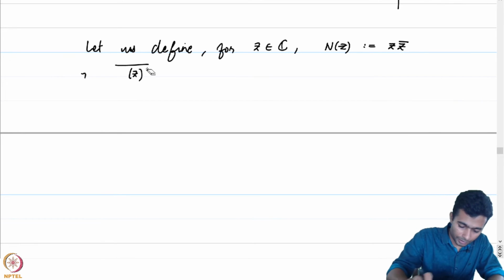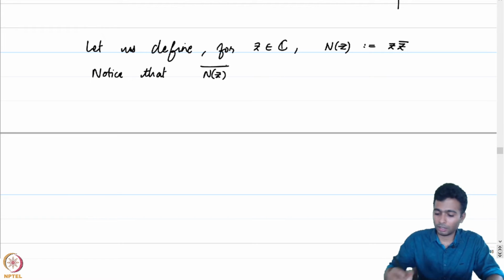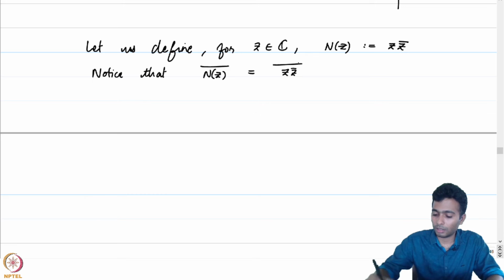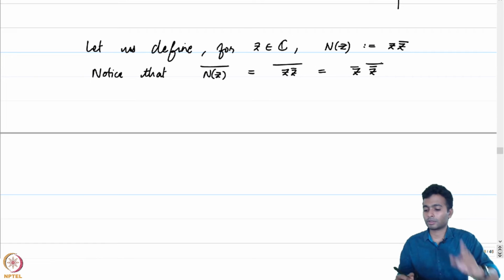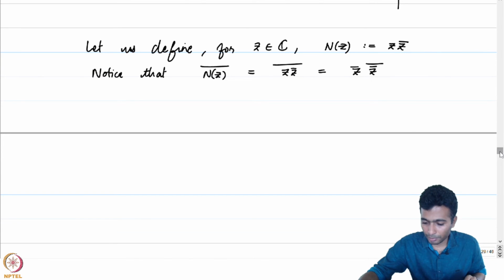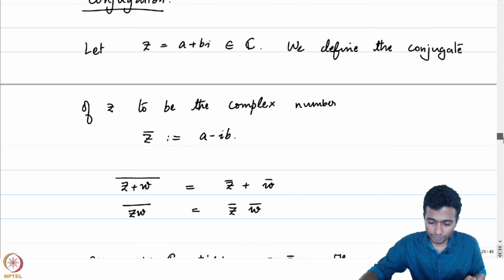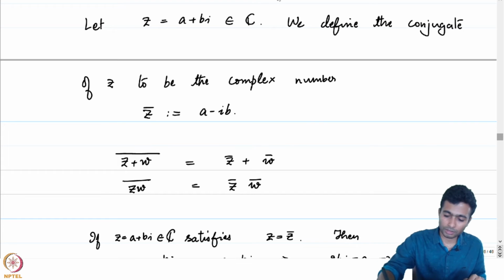Notice, we should write it down carefully. Notice that n of z bar is just going to be equal to z times z bar the whole bar, and this is going to be equal to z bar times z bar bar. At this point, maybe I should go back and show you the definition of conjugation on the field of complex numbers.